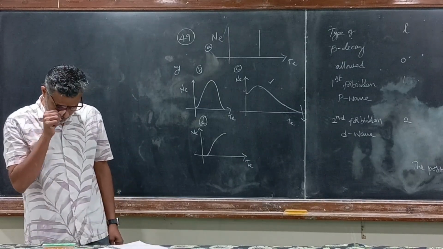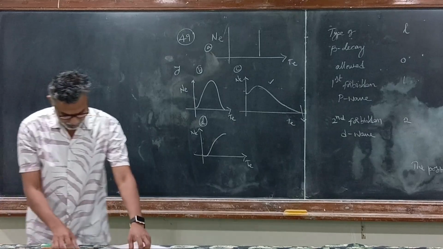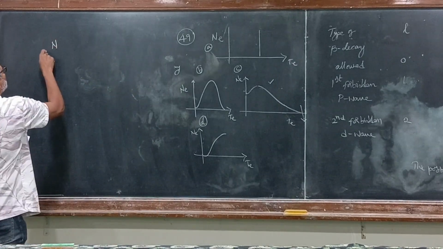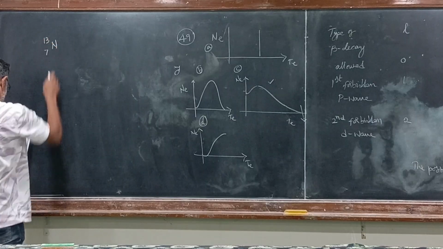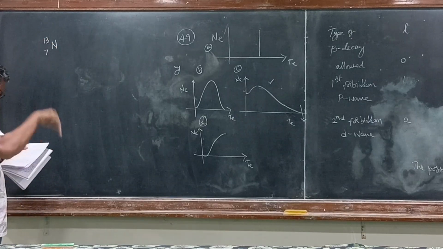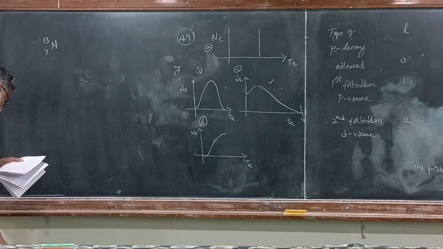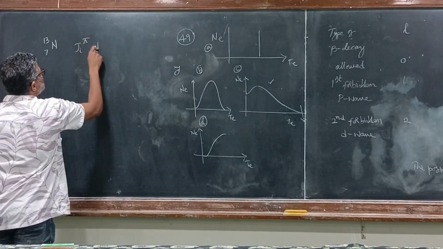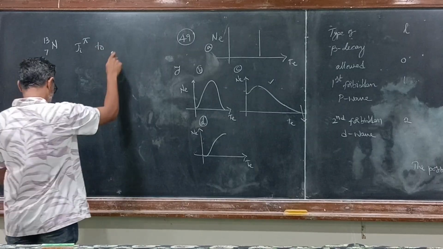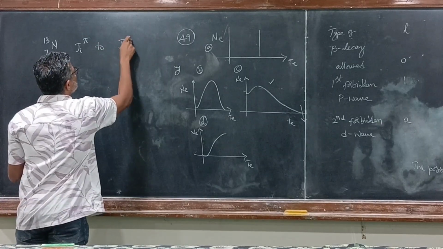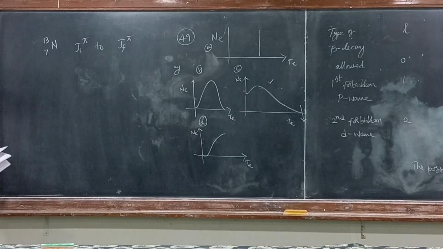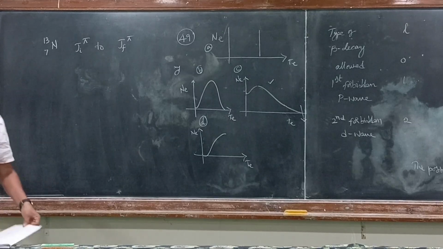Okay. Assume that N-13 undergoes first forbidden beta plus decay from its ground state with spin parity Ji pi to Jf pi. What are the possible values of Ji pi and Jf pi?